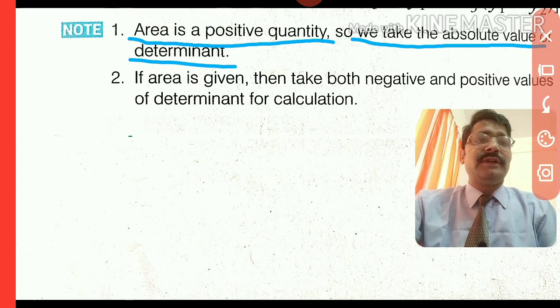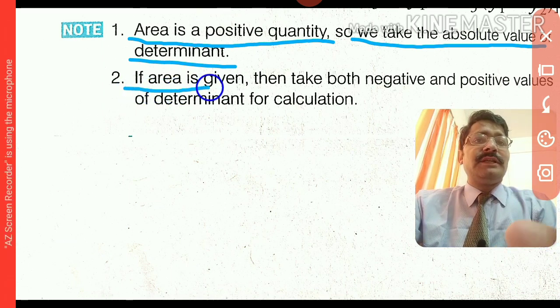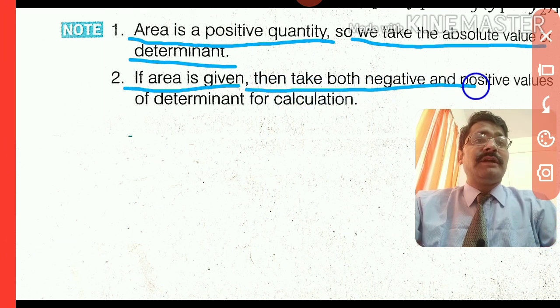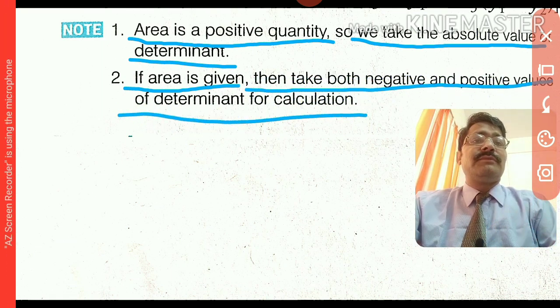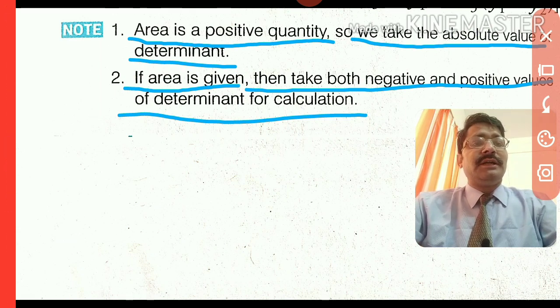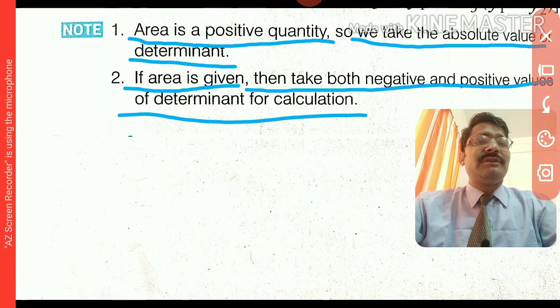Sometimes the determinant value we get is negative, so you will not consider the negative, you will take the modulus and find the positive value. If the area is given to you and you have to find the value of k or some unknown value, then you will use both the positive and negative values of the determinant for calculation.